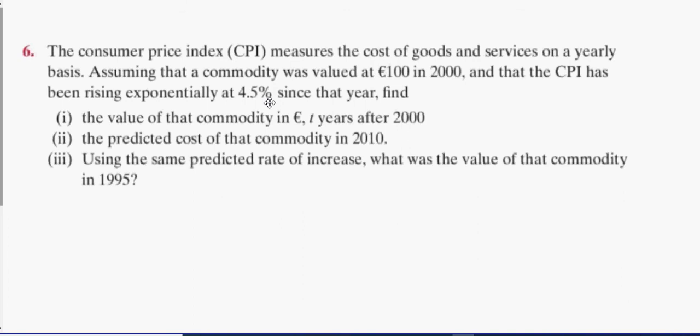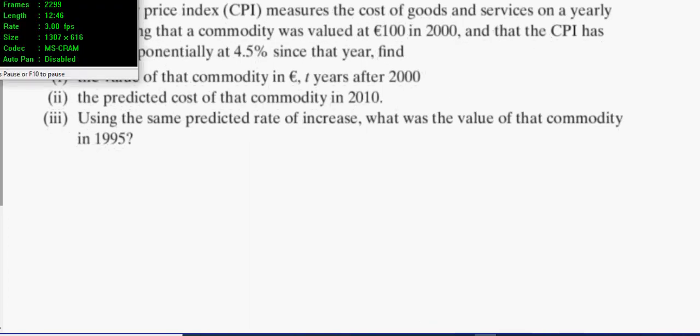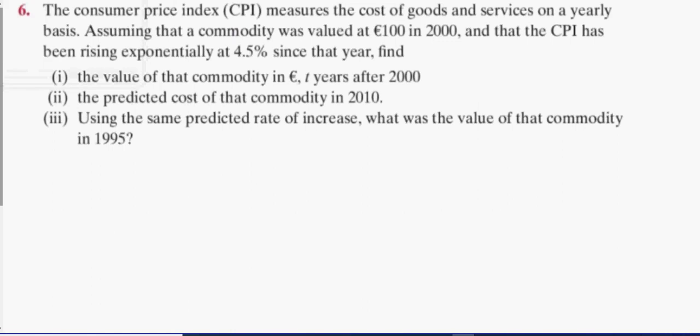Question 6. Pretty similar to question 1. What we're going to do here, guys, is the following. Consumer price index, CPI, measures the cost of goods and services on a yearly basis. Assuming the commodity was valued at 100 in 2000, show that the CPI has been rising exponentially at 4.5% since that year. Find the value of the commodity 2 years after the year 2000.